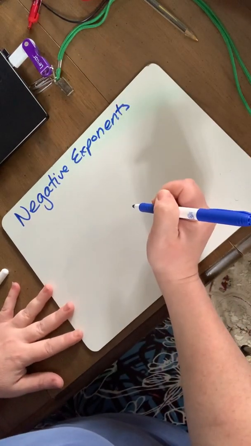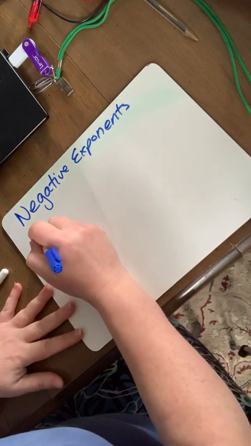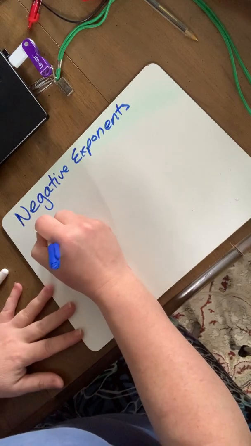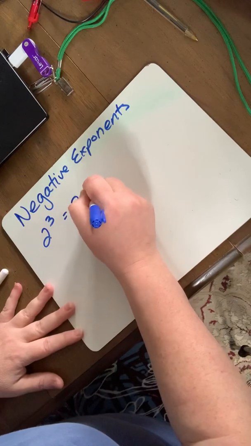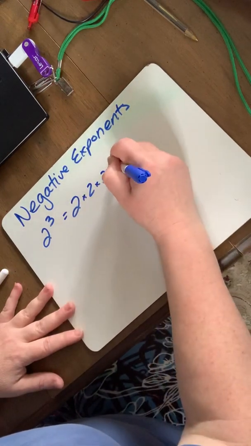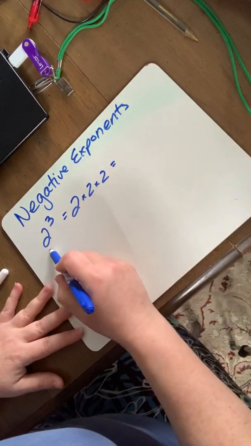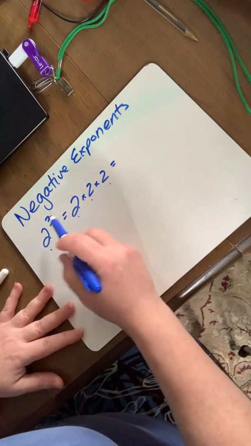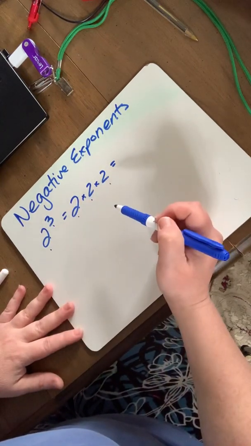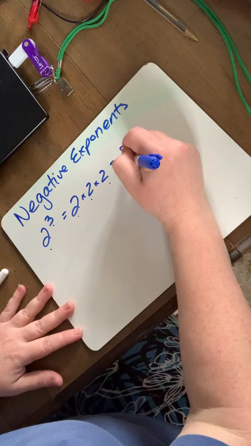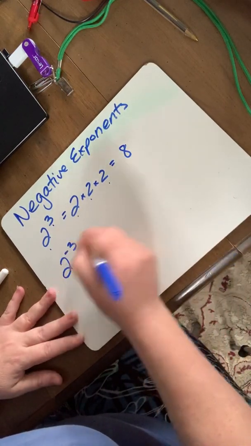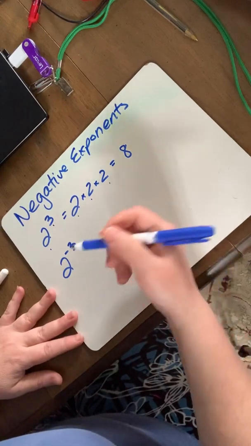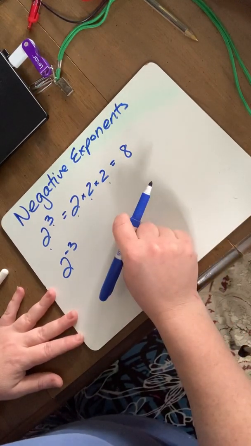Okay, so if I have the exponent 2 to the third power, I know that means 2 times 2 times 2. So my base is multiplied by itself 3 times, and this equals 8. Well, if my exponent is negative, what do we do?